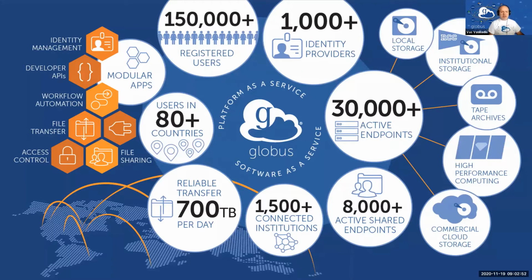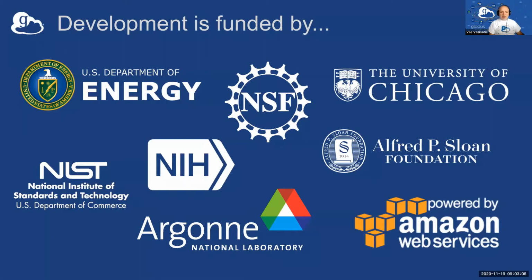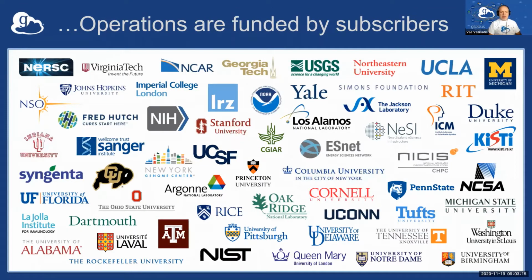And so far, we've seen substantial growth in the service over the past decade. We're now active in over 80 countries, and we move almost a petabyte of data per day. Development of the Globus service is funded by a few federal agencies as well as other organizations. But we also rely extensively on our subscribers. So we have a number of institutions that pay annual subscriptions to help us operate the service. And that's what gets us closer to sustainability.